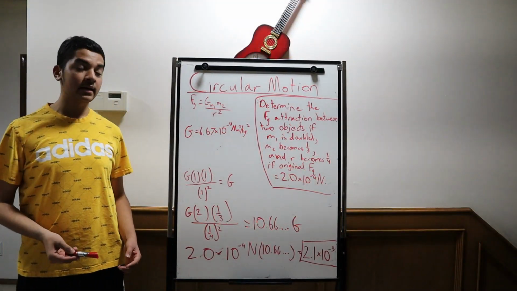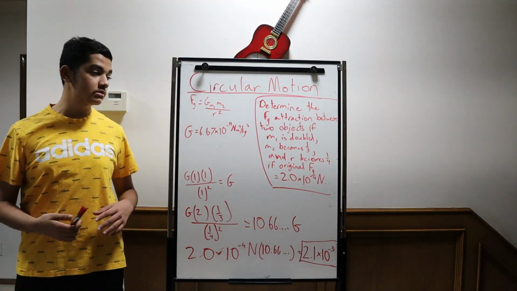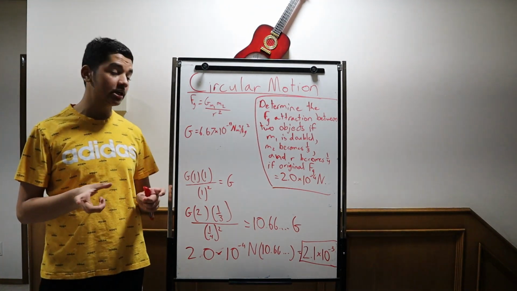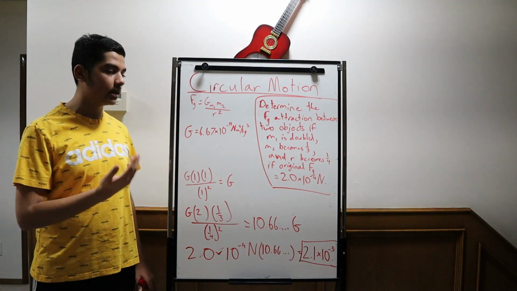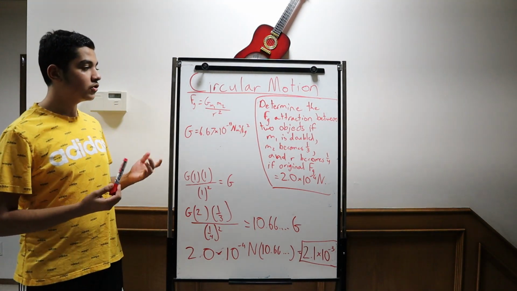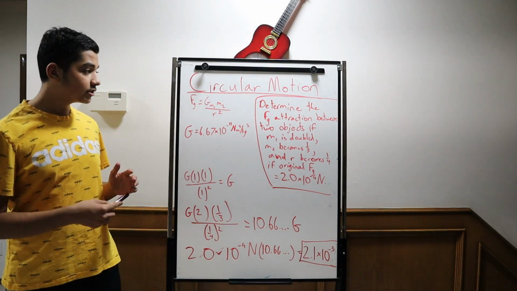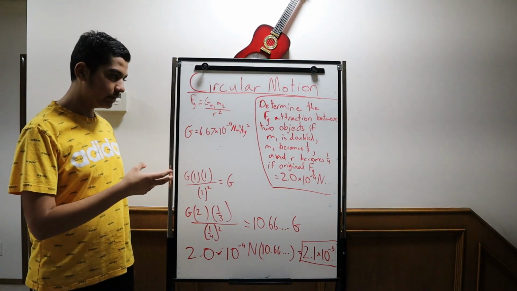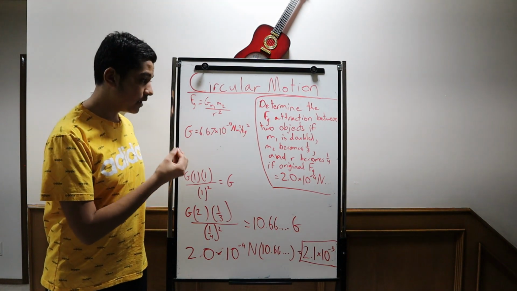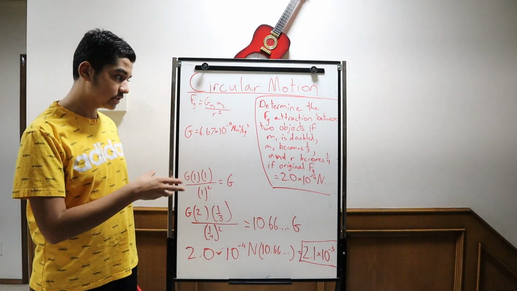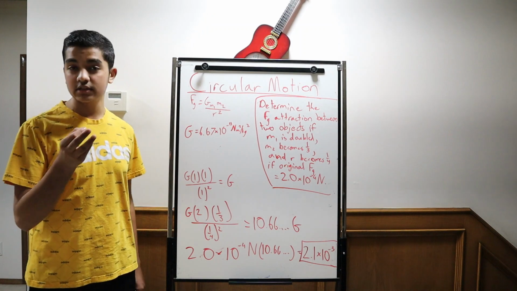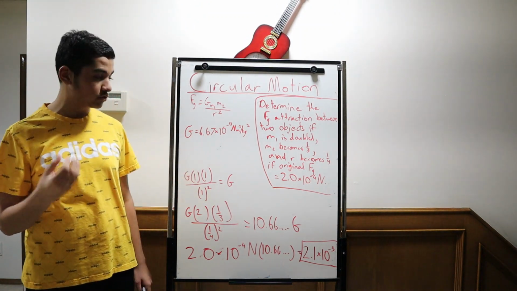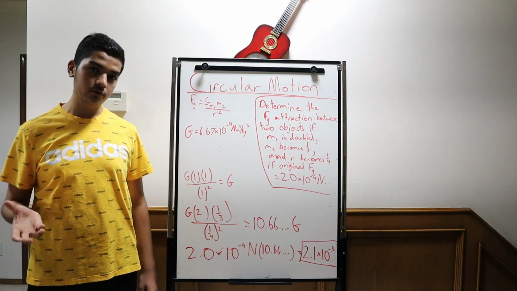What we're going to look at now is a problem involving ratios using the formula for the forces of gravity between two objects, which is G m1 m2 over r squared. And so what this is asking is determine the force of gravity attraction between two objects if m1 is doubled, m2 becomes 1/3 of its original, and r becomes 1/4 of its original value, and if the original force of gravity is 2 times 10 to the power of negative 4 newtons.